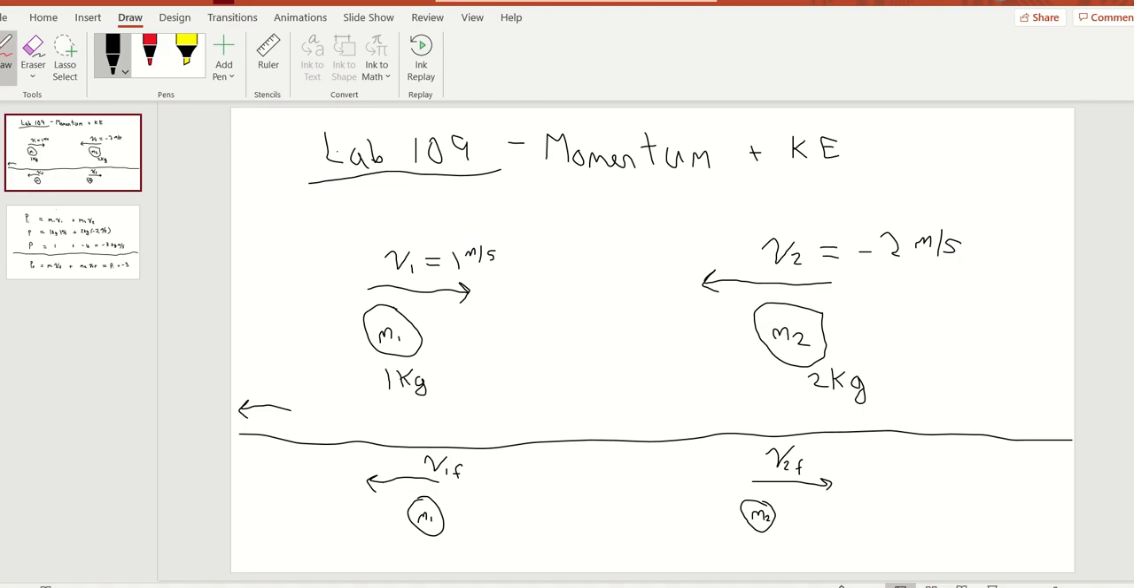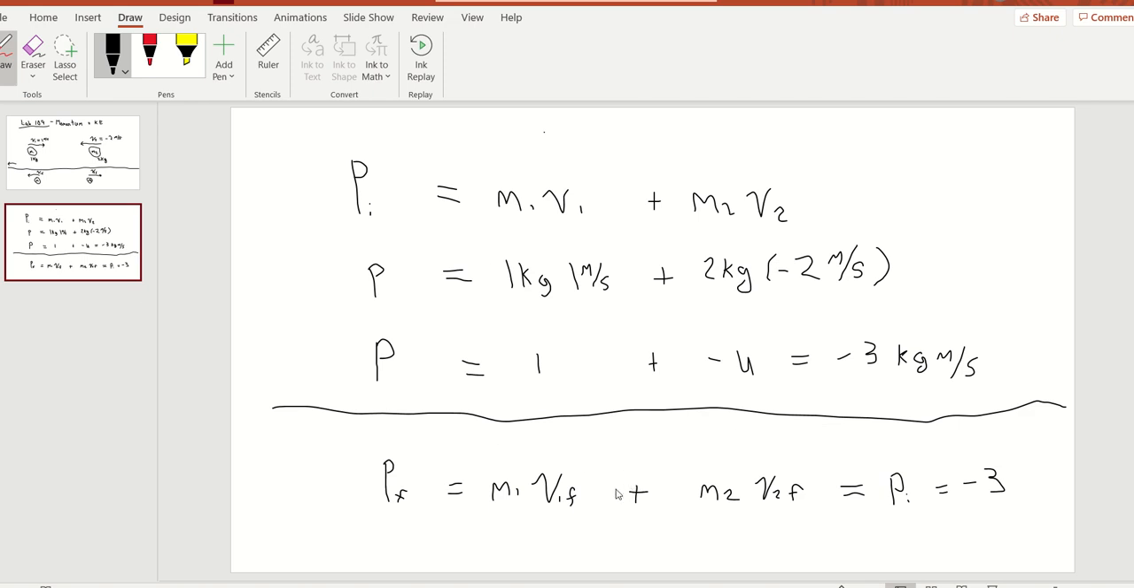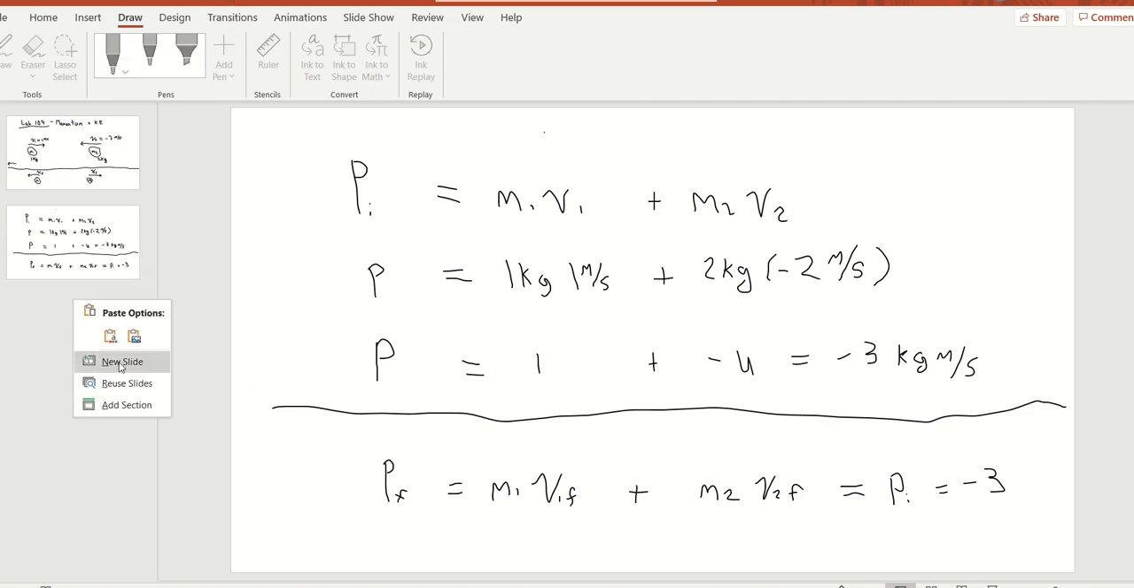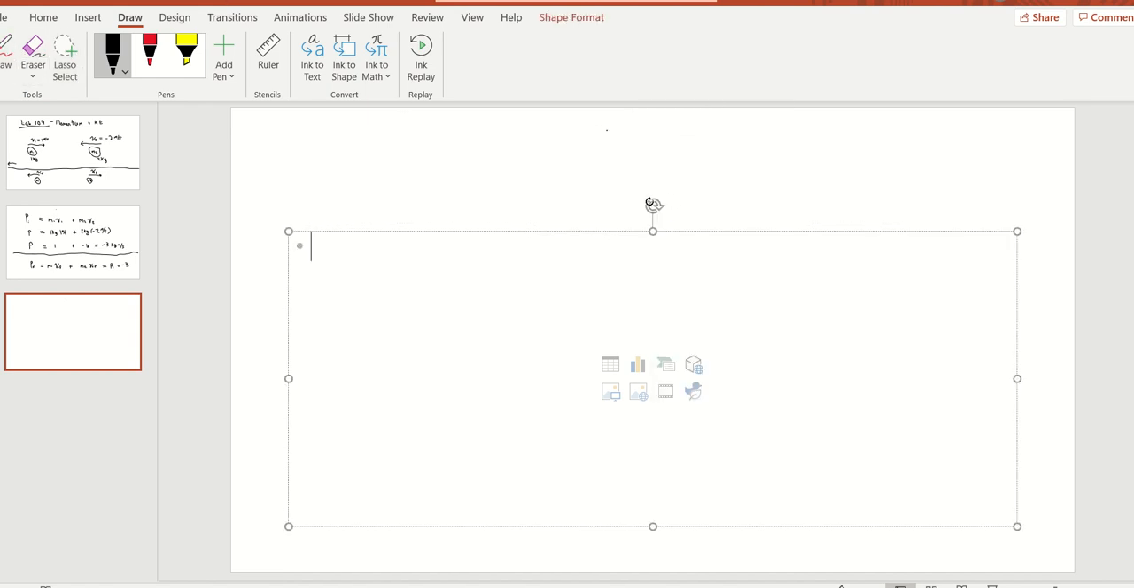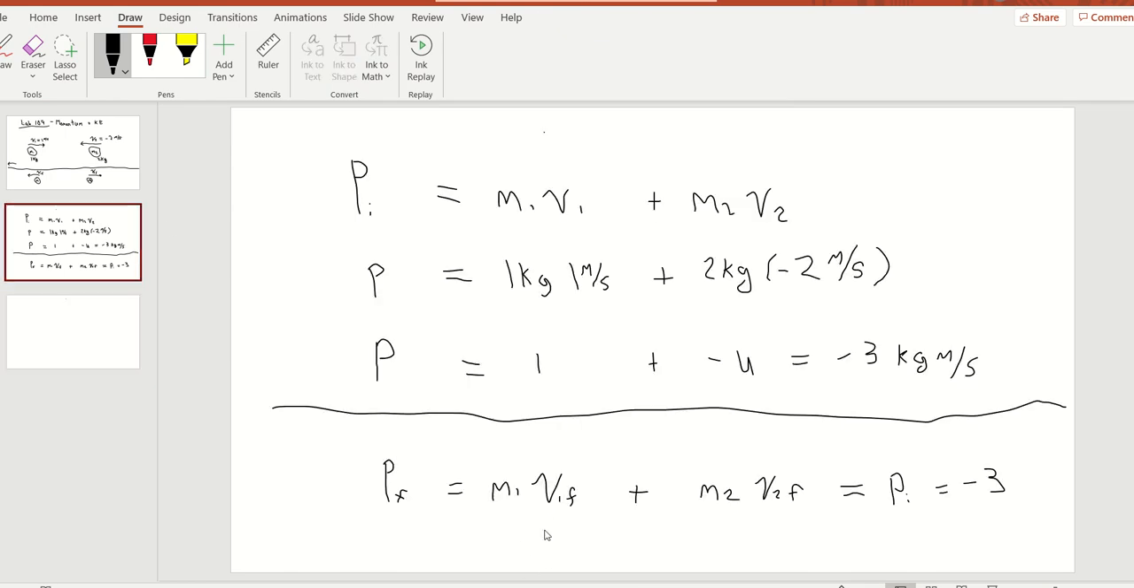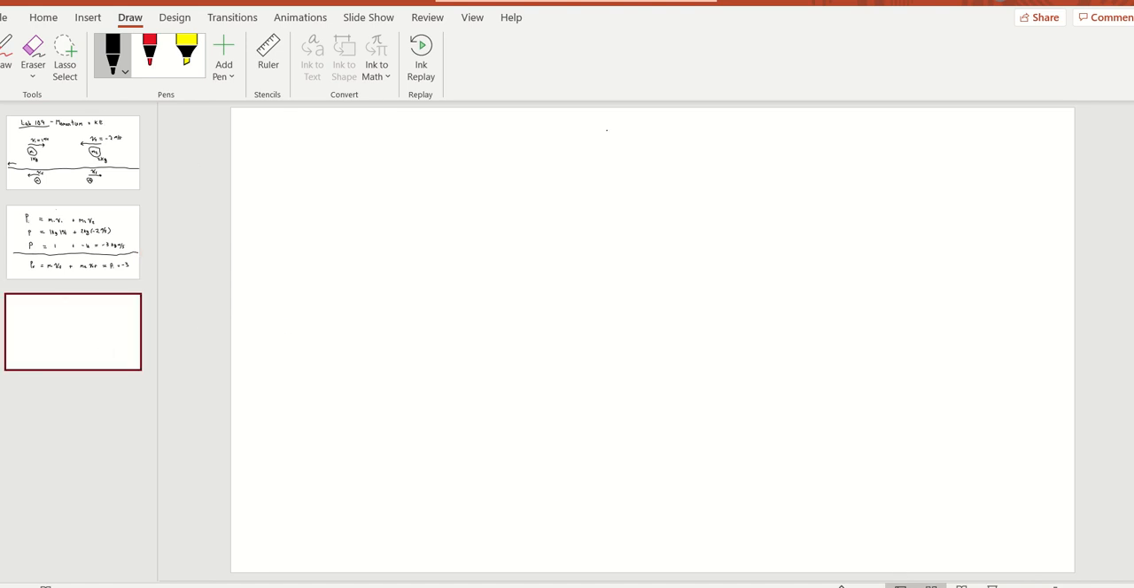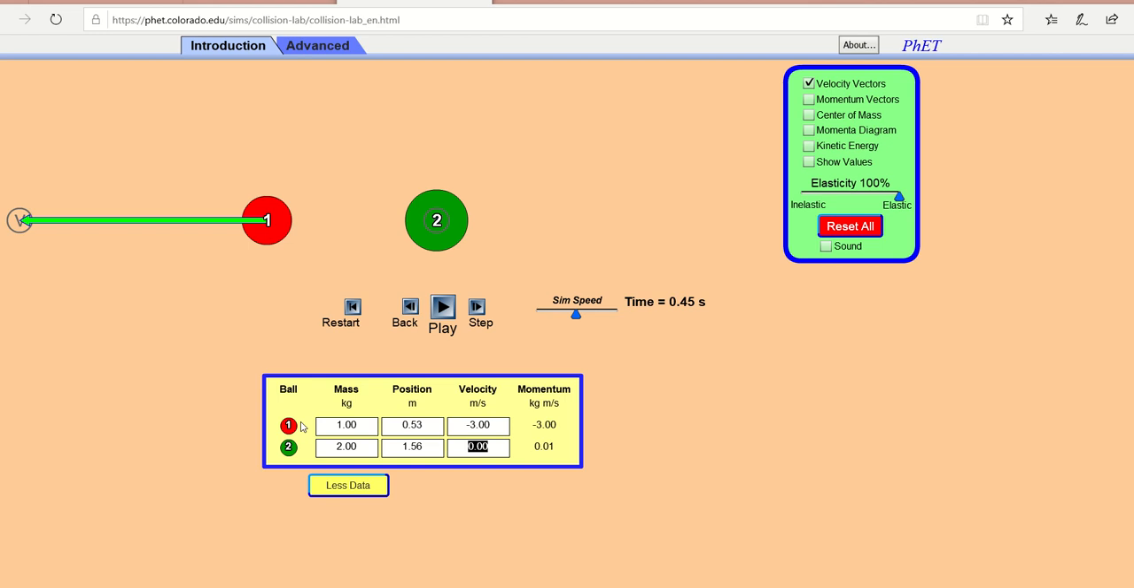So the idea is now you go back and look over here and say, okay, now I can start doing something interesting. I can start basically figuring out what the final momentum is. What that means is, look at this equation. This is the final momentum equation. We said m1 times v1f plus m2 times v2f should be equal to the initial momentum, which is minus 3. So if we go back and look at the result of our experiment, it says that after the balls hit each other in the final situation, ball 1 has a velocity -3 and ball 2 has a velocity 0.